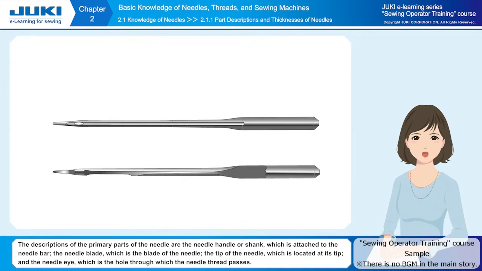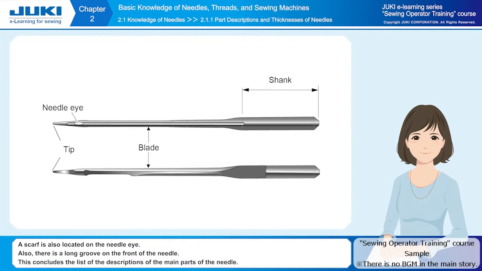The descriptions of the primary parts of the needle are the needle handle or shank, which is attached to the needle bar, the needle blade, which is the blade of the needle, the tip of the needle, which is located at its tip, and the needle eye, which is the hole through which the needle thread passes. A scarf is also located on the needle eye. Also, there is a long groove on the front of the needle. This concludes the list of the descriptions of the main parts of the needle.